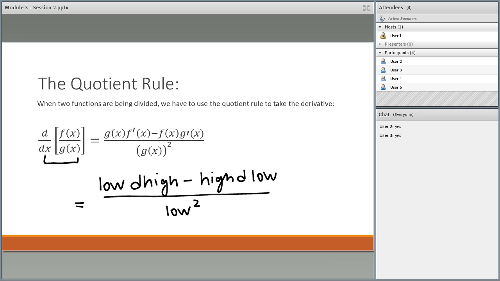So again, you don't have to use this notation. This is just how I remembered it. And all of that is divided by low squared. So the quotient rule is used when we have two functions being divided. So let's do a couple examples of this.